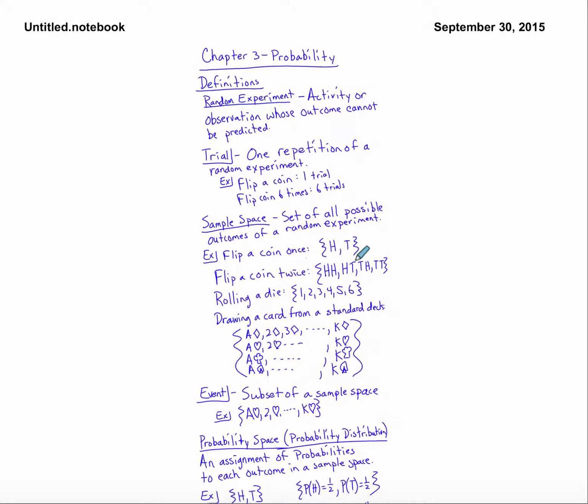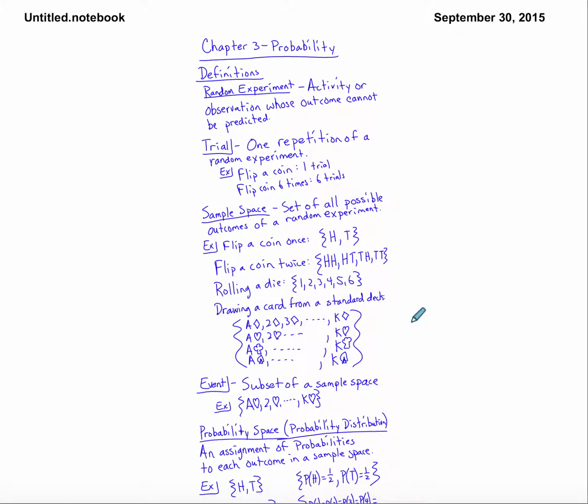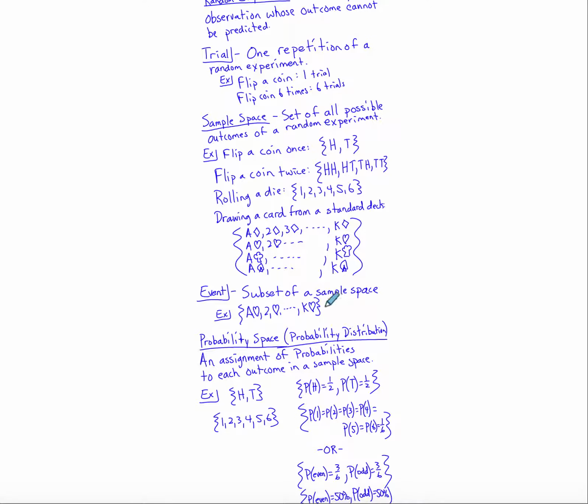If I flip a coin twice, then I can get a head head, a head tail, a tail head, and a tail tail. Notice head tail and tail head are different because the ordering does matter. If I roll a die, you can get 1, 2, 3, 4, 5, or 6. If I am drawing a card from a standard deck, my sample space would be a listing of every single card, all 52 of them. I know it seems like a lot to list all 52, but it helps you to do probabilities if you list them.